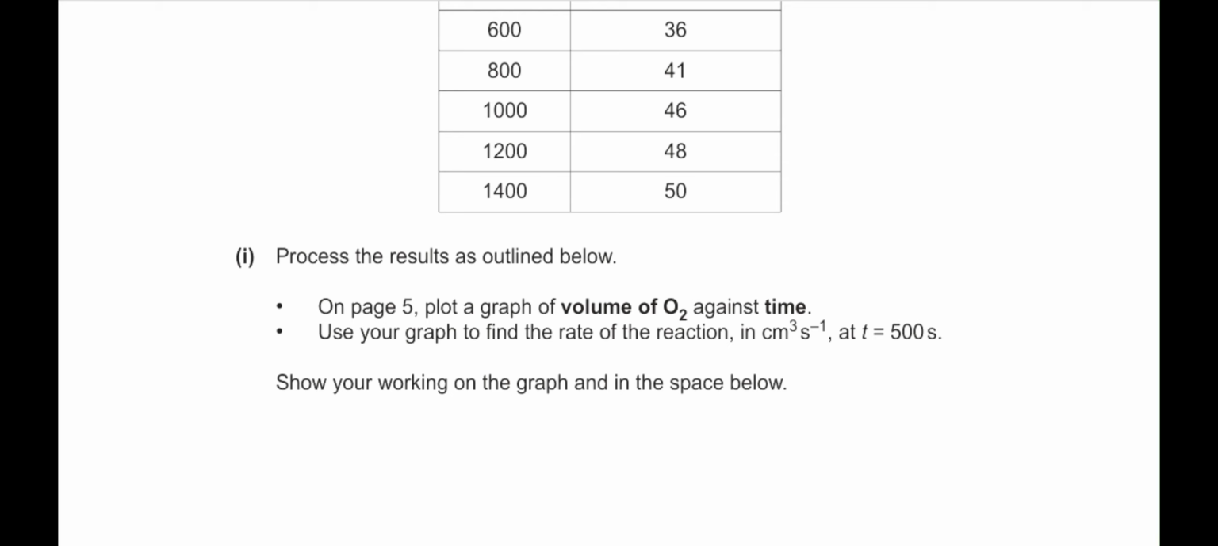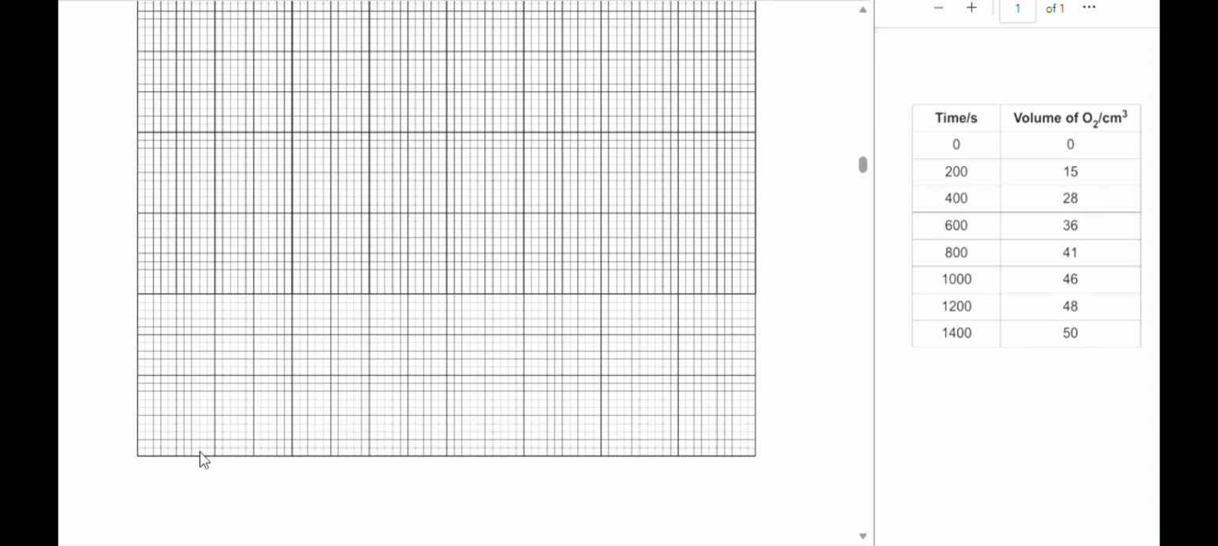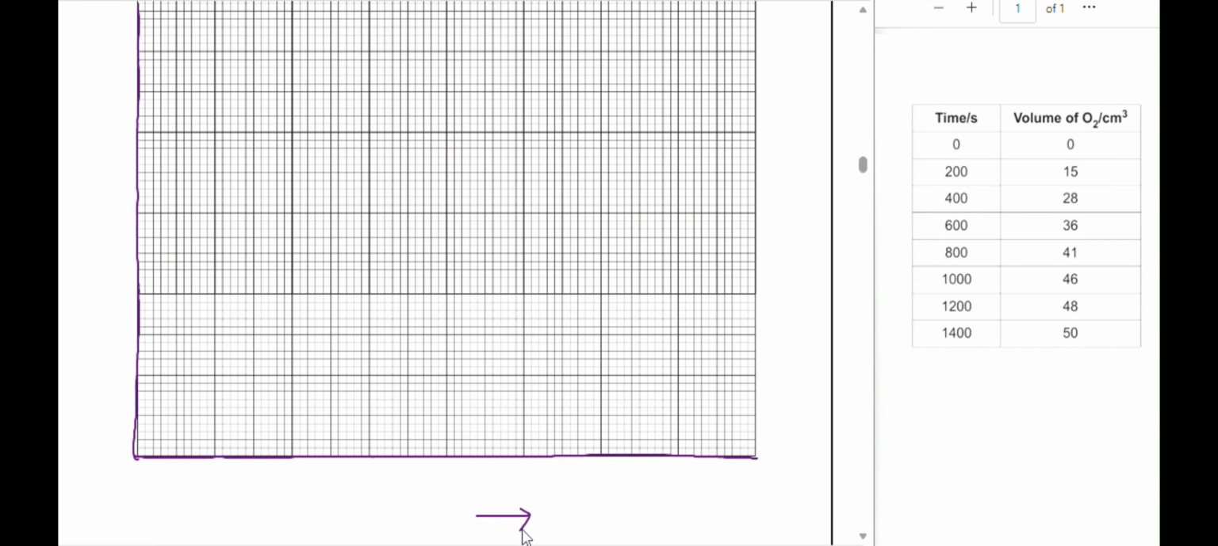On page 5, plot a graph of volume of oxygen against time and use your graph to find the rate of the reaction in cubic centimeters per second at t is equal to 500 seconds. Show your working on the graph and in the space below. So let us plot time on the x-axis and volume on the y-axis. So here time in seconds, here volume in cubic centimeters.